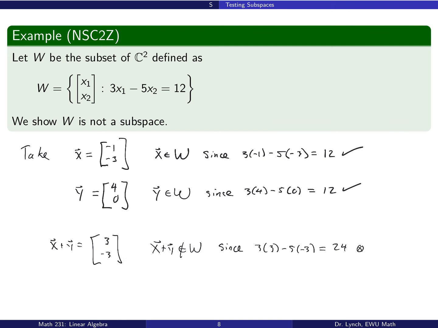Okay, the vector X plus Y is, of course, 3, -3, and 3 times the first element of X plus Y minus 5 times the second element of X plus Y is 24, which is not 12. So we see that X plus Y is not an element of W. W is not closed under vector addition. It works similarly for scalar multiplication. It's pretty quick to show that this subset W is not closed under scalar multiplication either, and I'll let you sort of play with that.